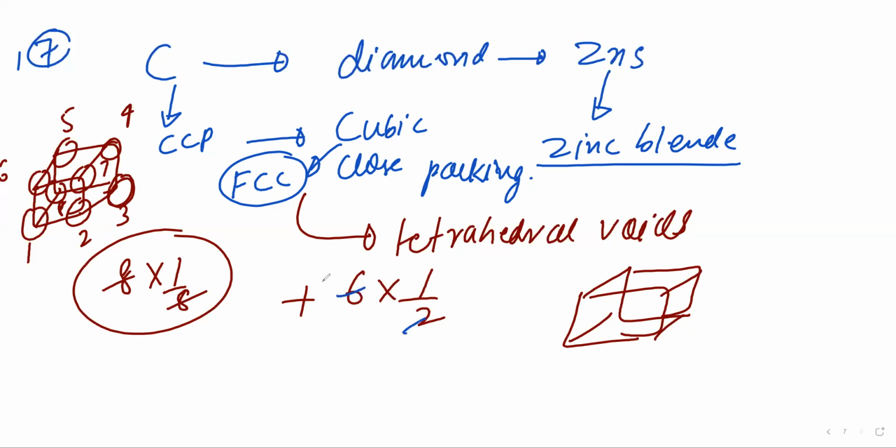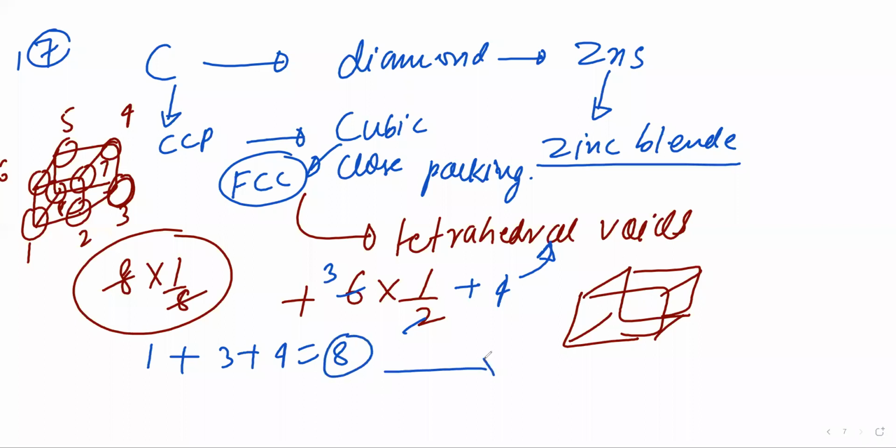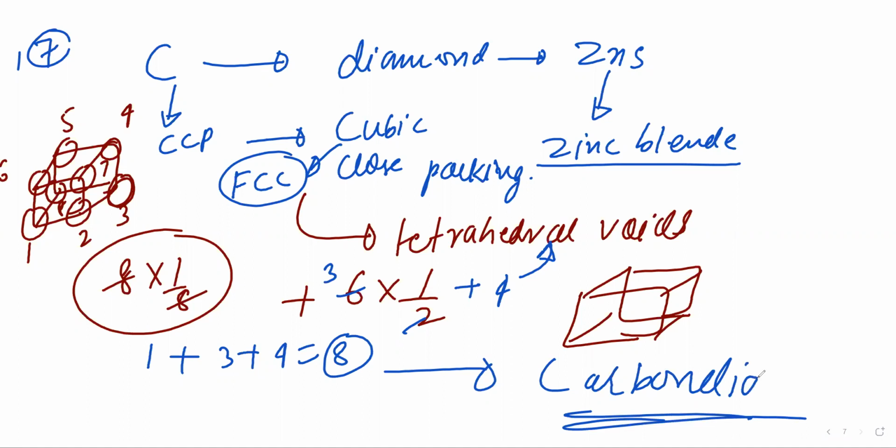So simplify this one, and it is in tetrahedral voids. So 4 atoms are there, right? So now add the value. So this is 1, this is 3, this is 4. So how many total carbon atoms? Total 8, right? This 4 comes from tetrahedral voids. So total 8 carbon atoms are there in diamond, right? So please remember this one.